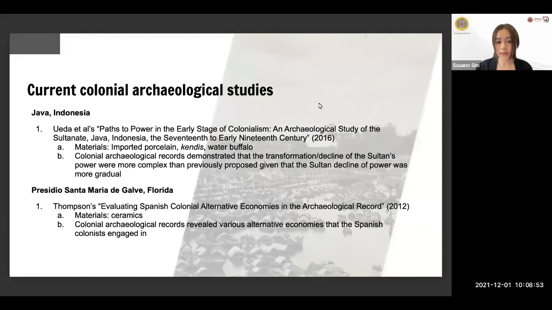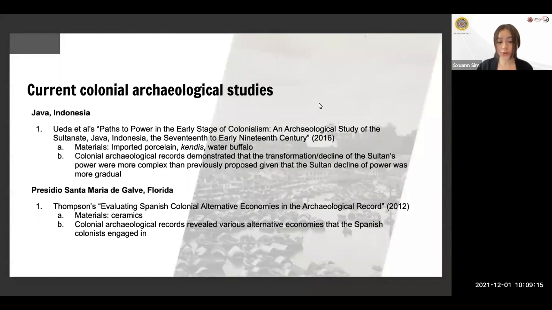Because the Sultanate and the palace actually continued to receive and consume prestigious goods even after becoming a vassal state. And another study that I found really interesting was how an archaeological study on Presidio Santa Maria aided in our understanding of alternative economies during the Spanish rule.